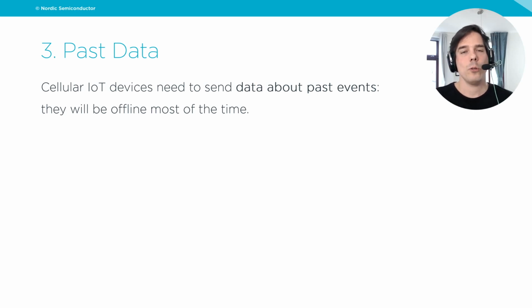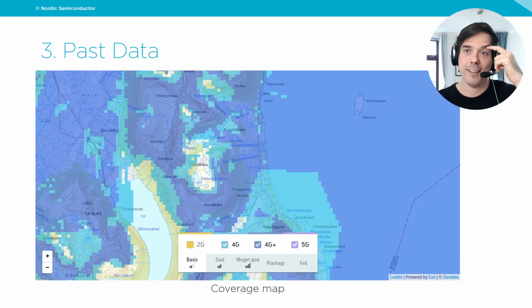It's important to also look at historical data, because for now we only talked about configuration and device state, which are both immediate, like they are now. But let's have a look at a coverage map from Telenor. This is a coverage map for part of Norway.